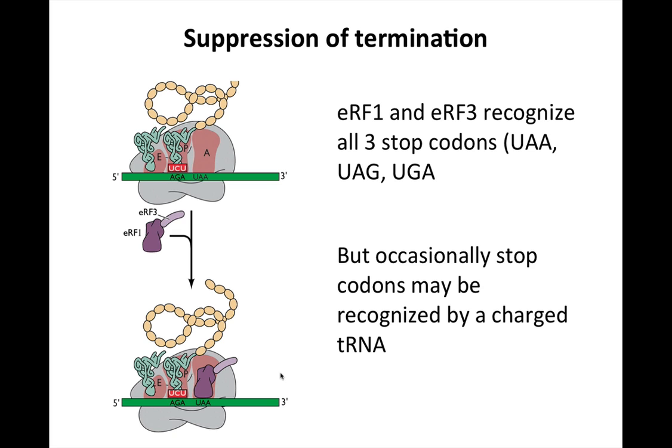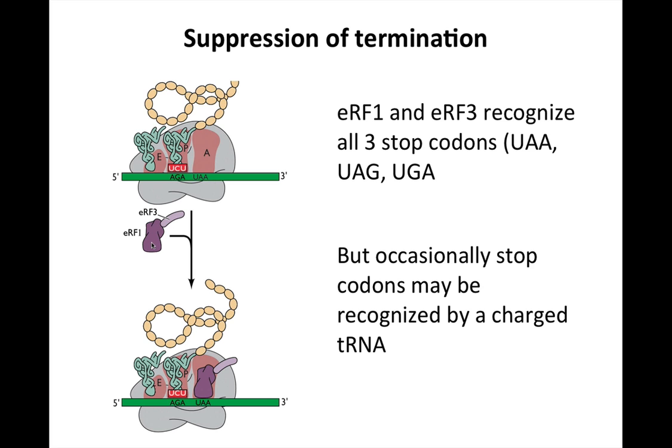Another way to increase coding capacity is by suppression of termination. And here, let's go through the termination process again. We have a ribosome moving along mRNA. It's made a protein. You can see it here. The protein chain has grown. The protein is attached to the P site tRNA right here. And now we have a termination codon.